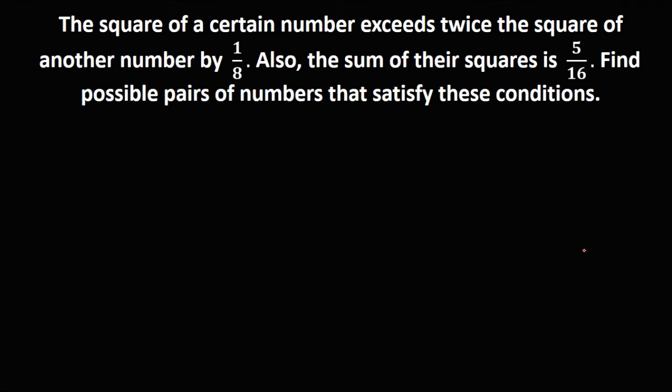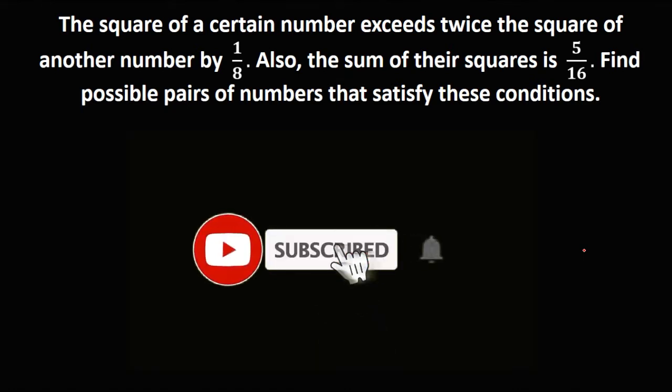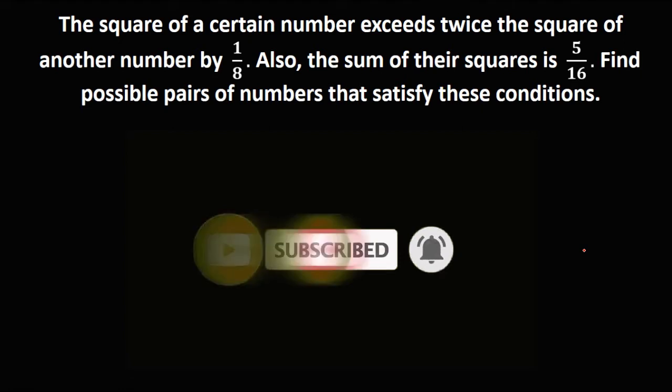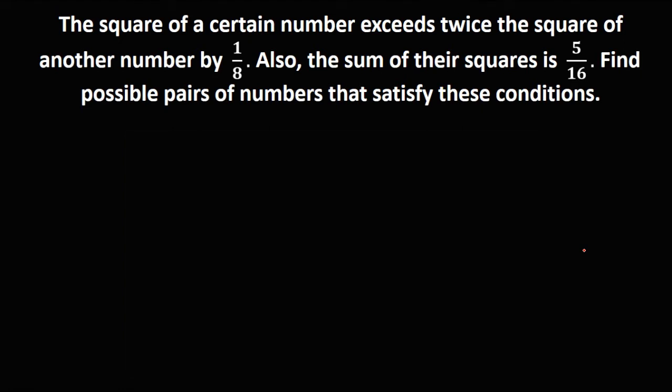Okay, so let's solve this problem. The square of a certain number exceeds twice the square of the other number by 1/8. And also the sum of their squares is 5/16. Then find the possible pairs of numbers that satisfy these conditions.